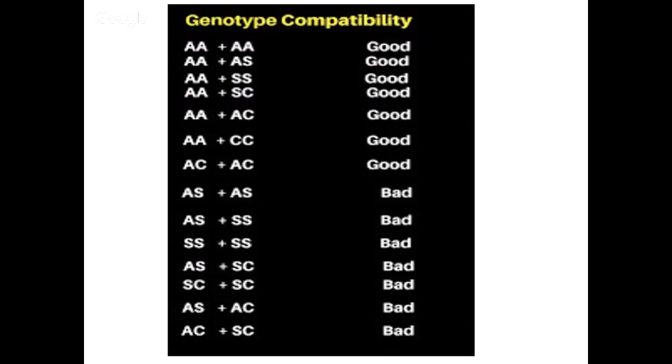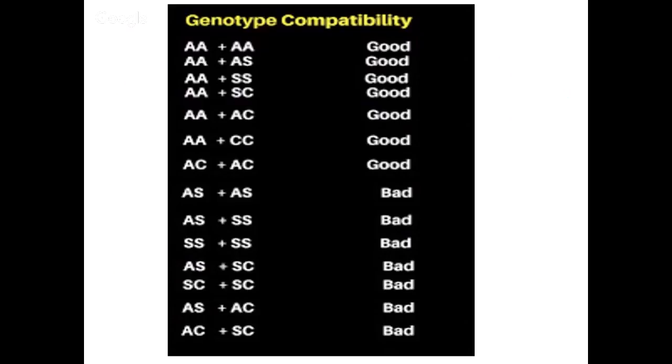AA can get married to AA. AA can get married to AS. AA can also get married to SS. AA can get married to SC. AA can also get married to CC. Why AC? AC, you know that C is also a sickle cell trait.